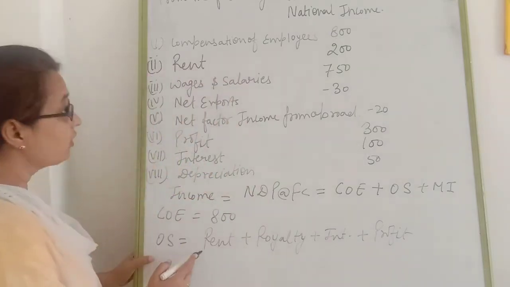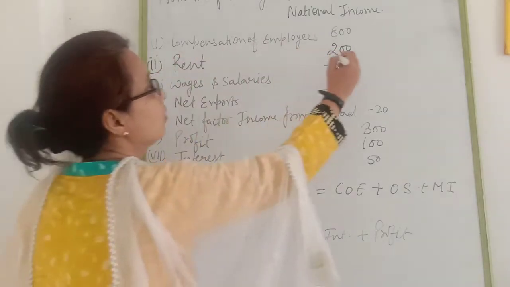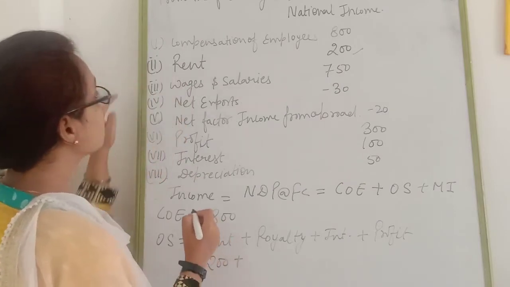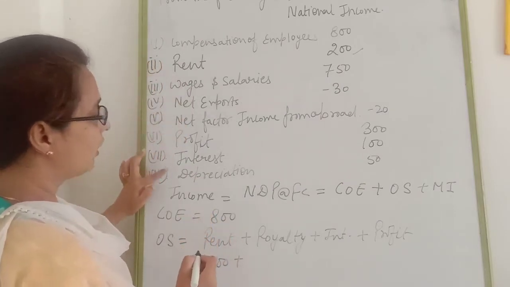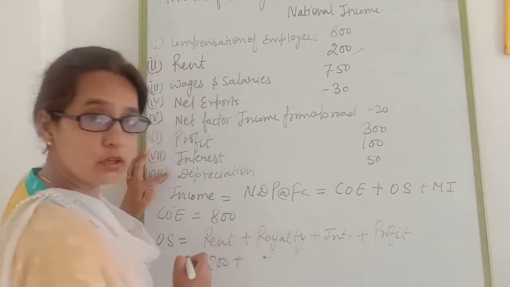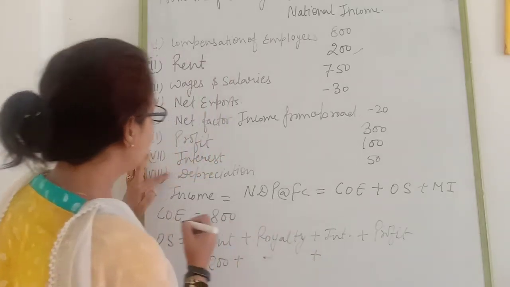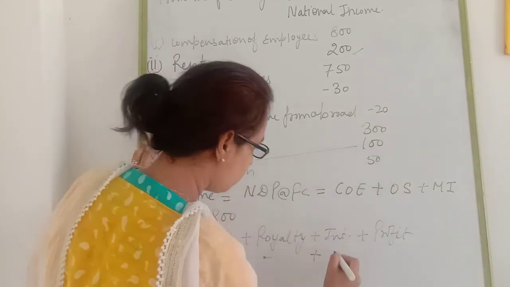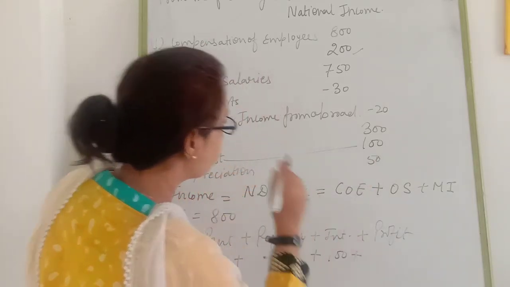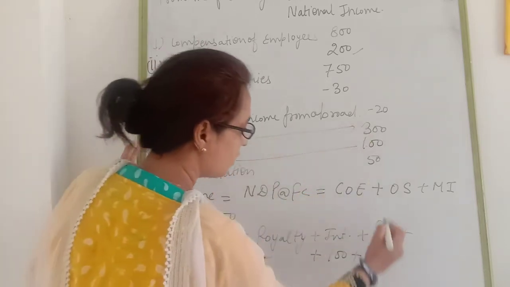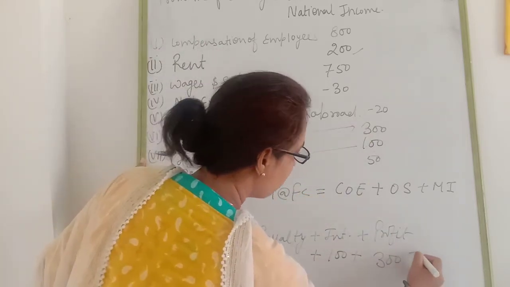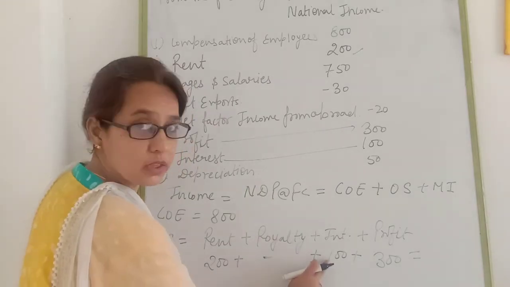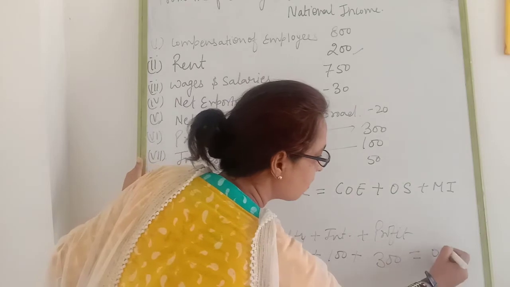Now rent, how much is it given? 200. Royalty, how much is it given? Royalty is not given in the question, so keep it 0. Interest, how much is there? 100. Plus profit, how much is there? 300. Now operating surplus, add it. 2 plus 1, 3, 3 and 3, 600.